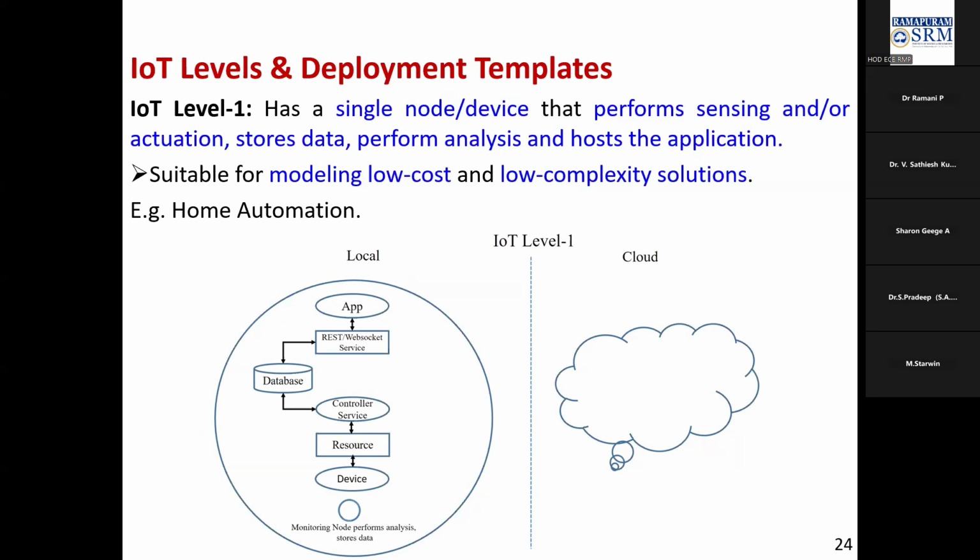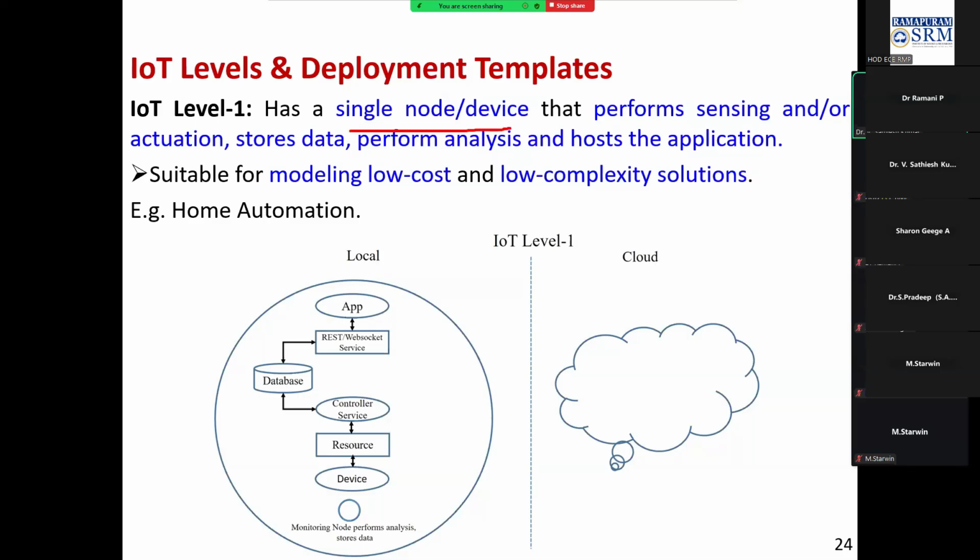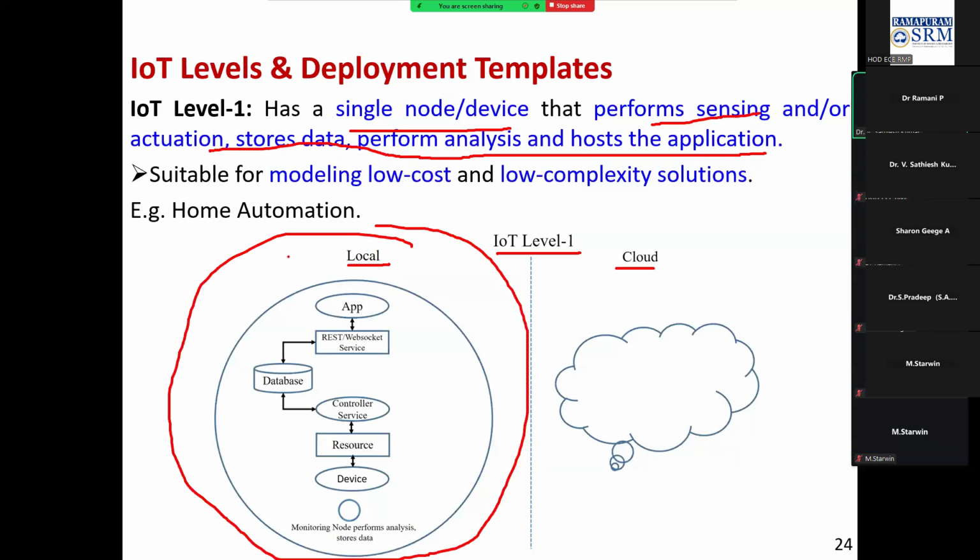Level 1 is a single node or device which performs sensing or actuation. It stores data, performs analysis, and also hosts the application. Let us take two regions: one is local, another is the cloud environment. In level 1, we make use of only the local environment, the IoT device. The IoT device is going to gather all the information from whatever sensors we have connected. It will also do actuation if it is available.